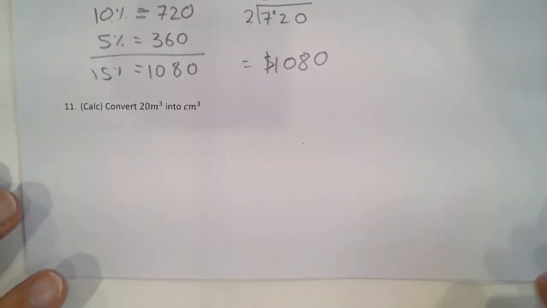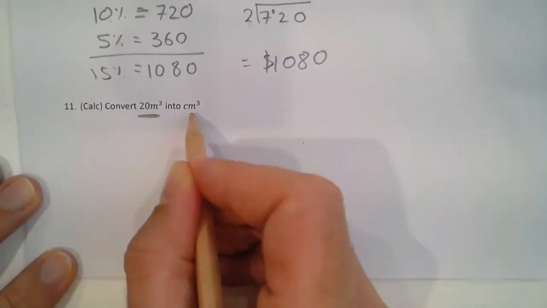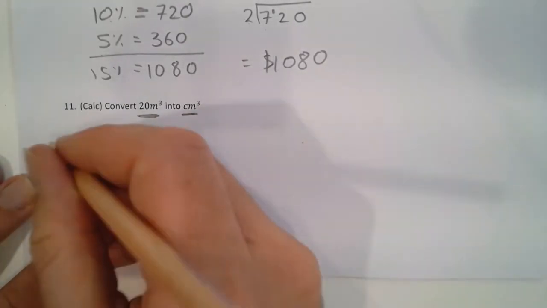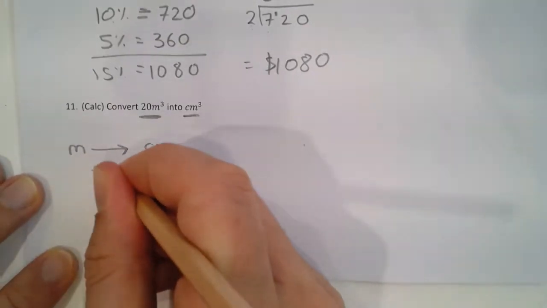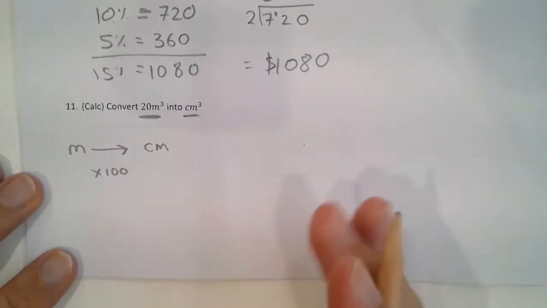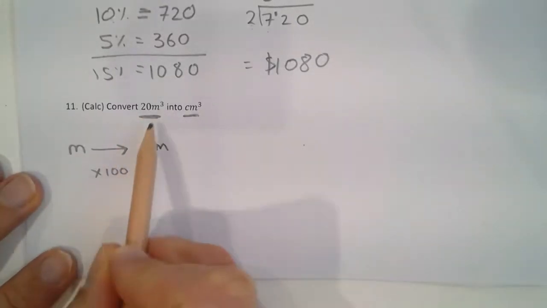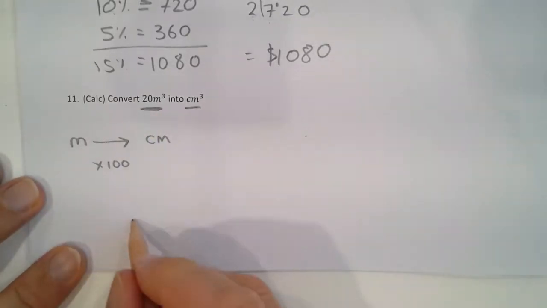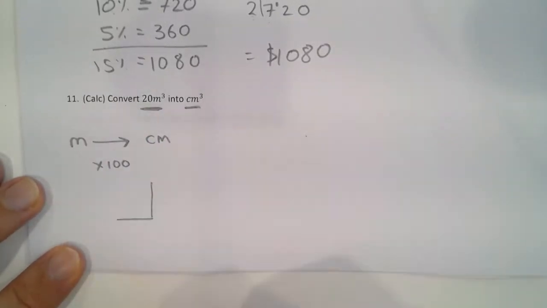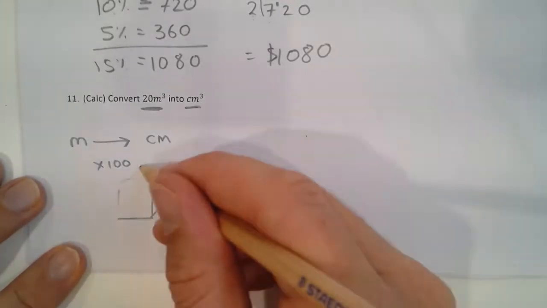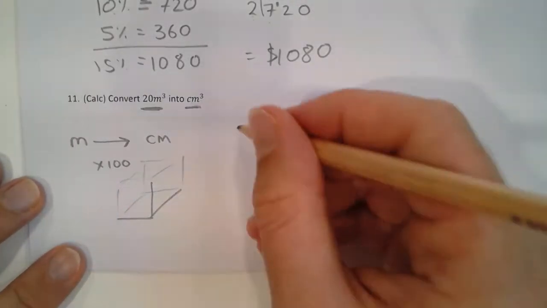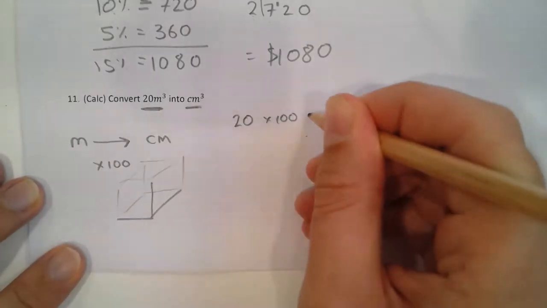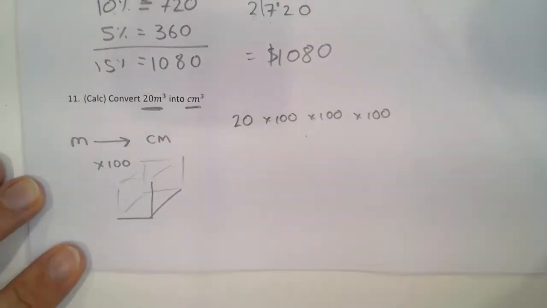Number 11, convert 20 cubic meters into cubic centimeters. Now, to go from a meter to a centimeter, you times by 100. We should know that. But it's not a length, it's a volume. Basically what I'm saying is we're timesing it by 100 in that direction, and in that direction, because that's 3-dimensional. I'll show you. So we're timesing it by 100 in 3 different directions. So therefore, it's 20 times 100 times 100 times 100.